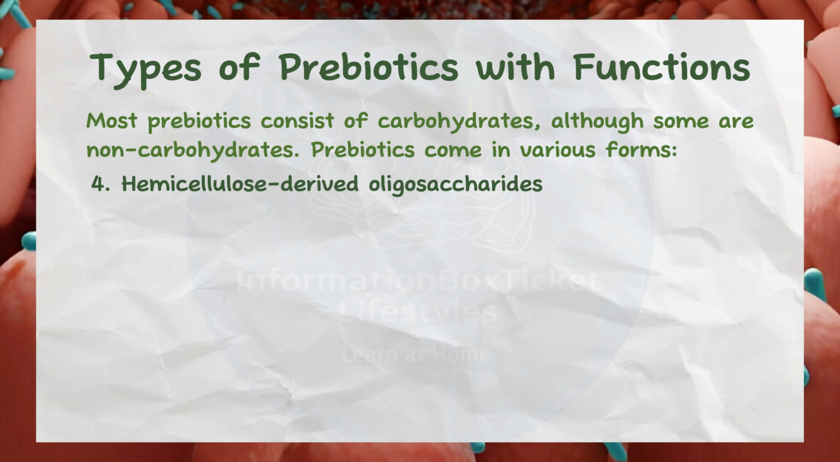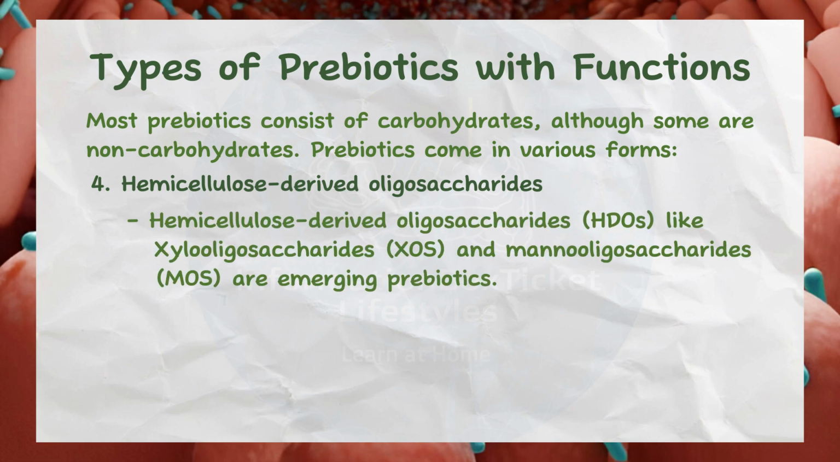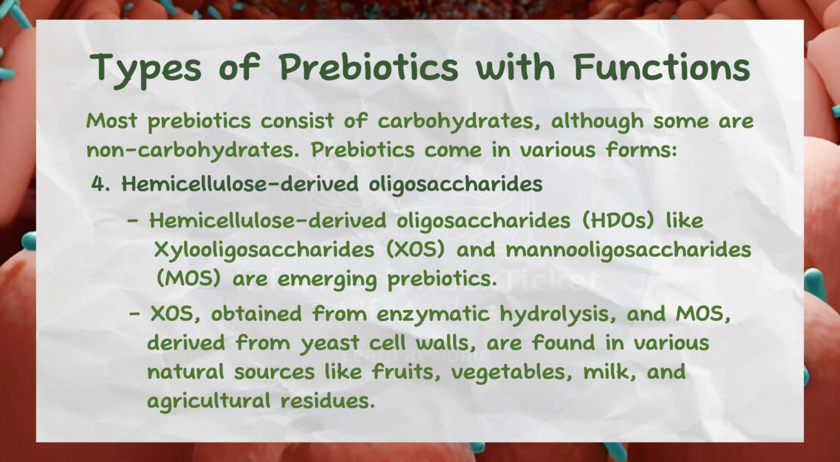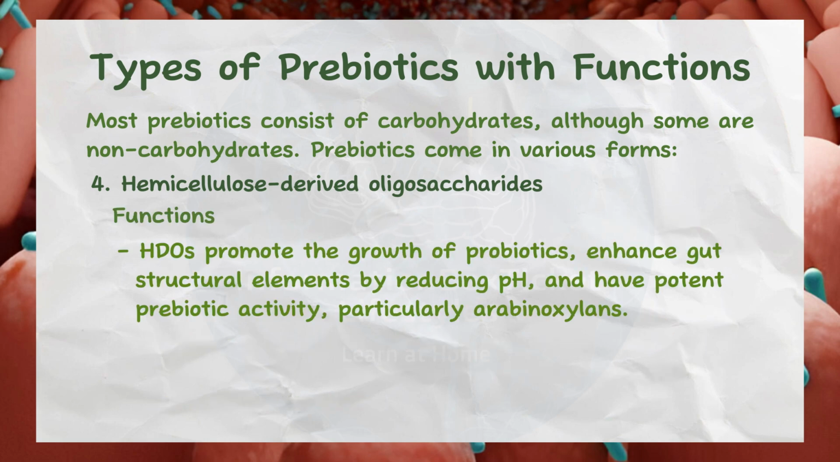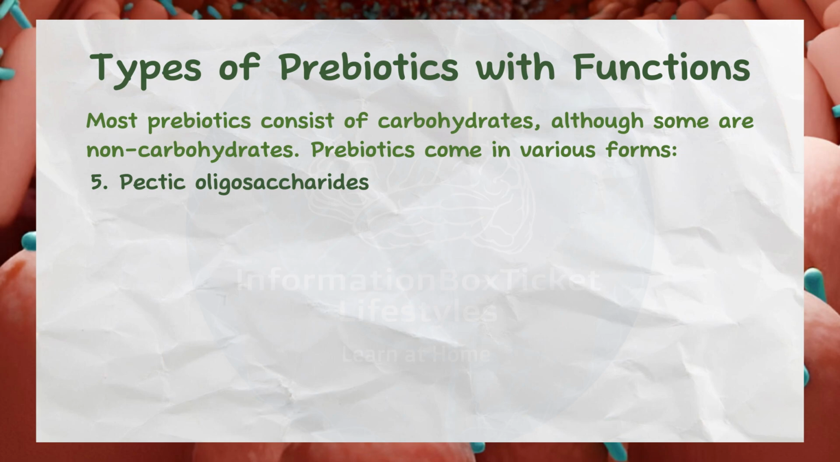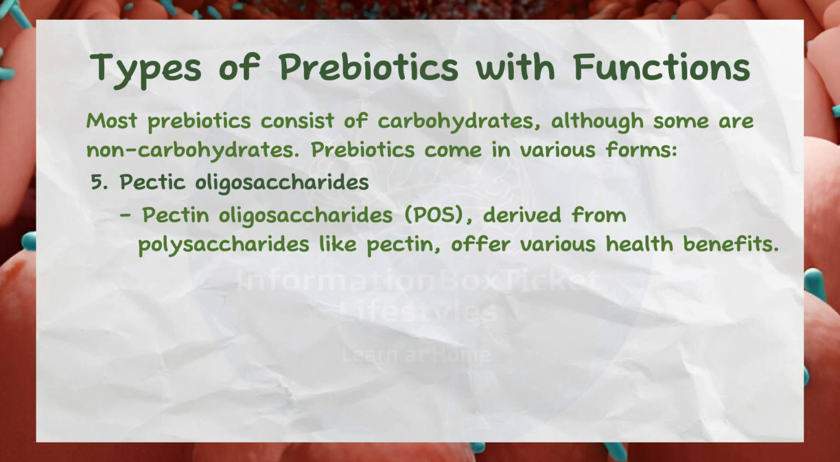4. Hemicellulose-derived oligosaccharides, HDOs, like xylo-oligosaccharides, XOS, and manno-oligosaccharides, MOS, are emerging prebiotics. XOS, obtained from enzymatic hydrolysis, and MOS, derived from yeast cell walls, are found in various natural sources like fruits, vegetables, milk, and agricultural residues. Functions. HDOs promote the growth of probiotics, enhance gut structural elements by reducing pH, and have potent prebiotic activity, particularly arabinoxylans.